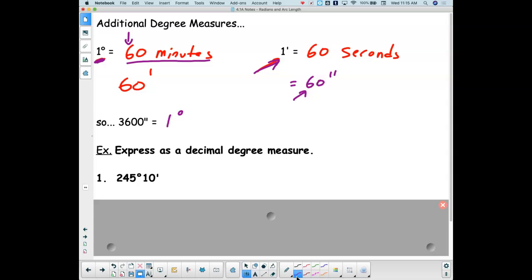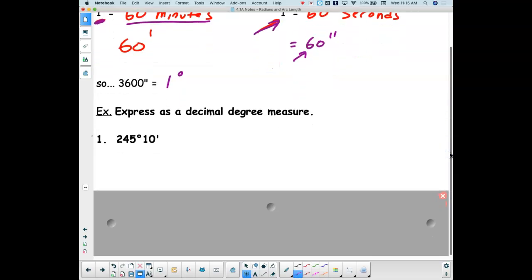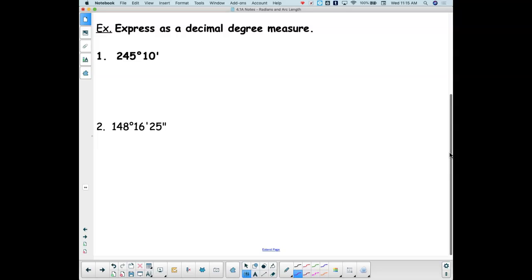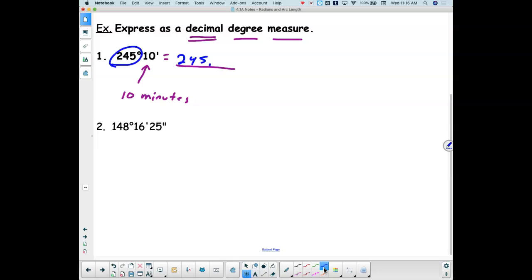All right, so now we're going to have to deal with changing units. This one says we want to express as a decimal degree measure. Right now we have 245 degrees and 10 minutes, so we have degrees and minutes, and I want a decimal. I know my answer is going to be something like 245 point something. How do I know that? It says 245 right there. I just have to figure out what the decimal part is. How can I do that? I can take this 245, and this is 10 minutes out of 60 minutes, 10/60ths. So I hit my calculator, 10 divided by 60.